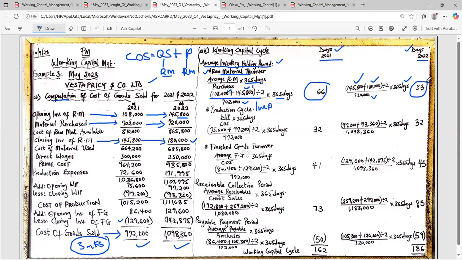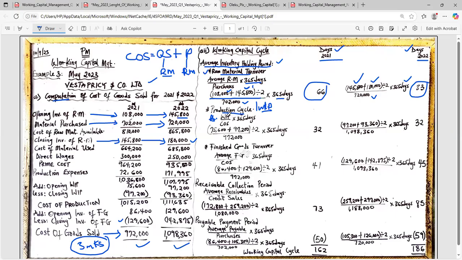Can anybody confirm that for me? Confirmed, sir. Thank you. So we are done with raw material. We'll move to production cycle, also known as work in progress. The same thing. This one that I put here is average WIP, okay? Because they say we should use average figure for our balance sheet item.